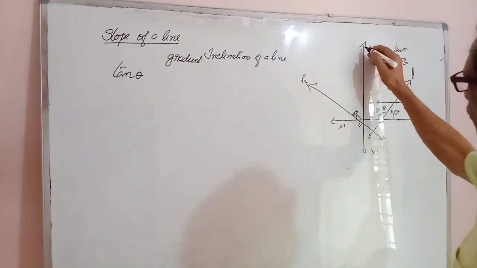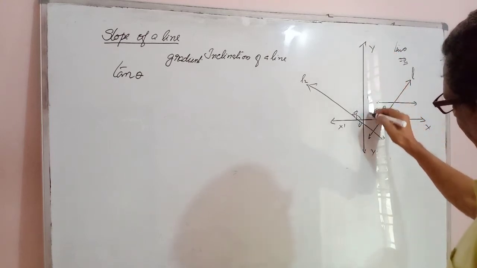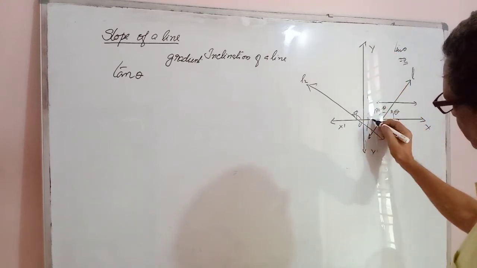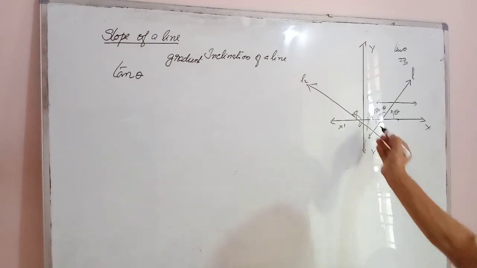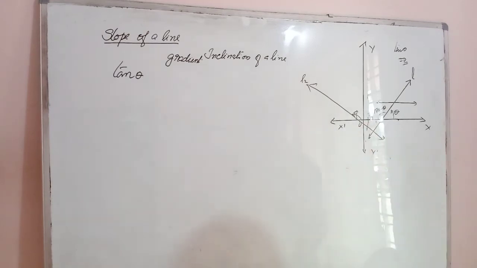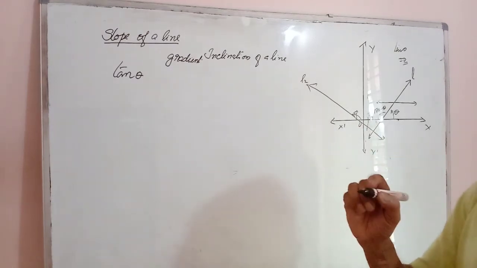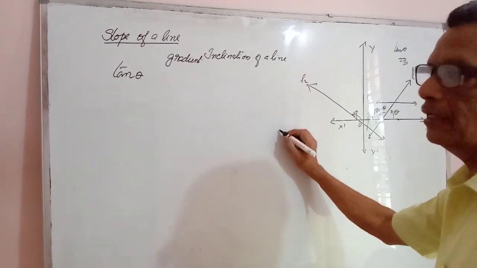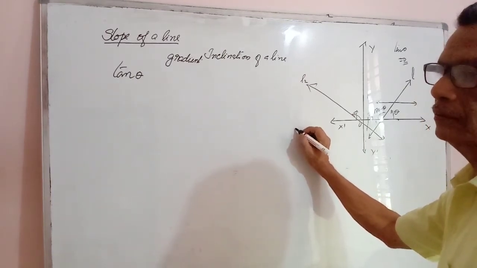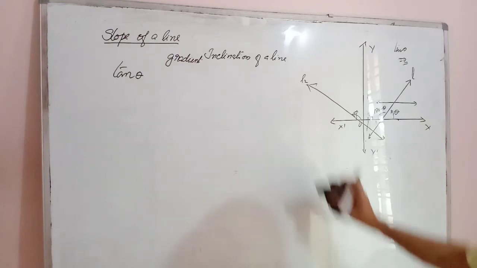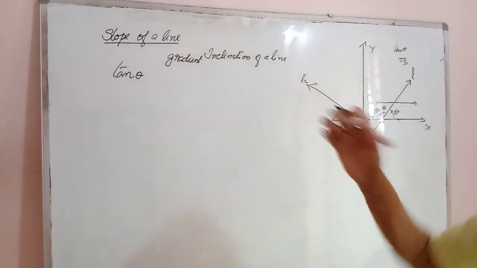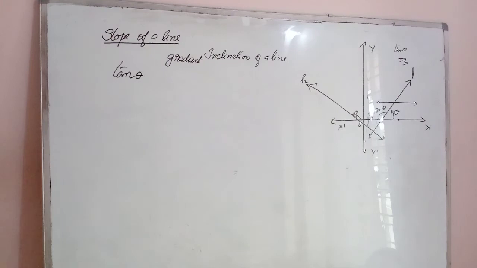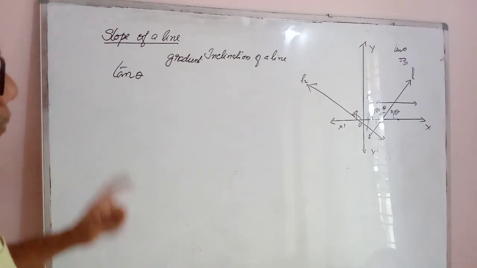And what about the slope of a vertical line? This line is called vertical. It makes an angle 90 degrees. The inclination of a vertical line is always 90 degrees. So tan 90 is not defined, infinite. Tan 90 is sin 90 by cos 90, that is 1 by 0. 1 by 0 is not defined. So the slope of a vertical line is not defined. Slope or gradient.